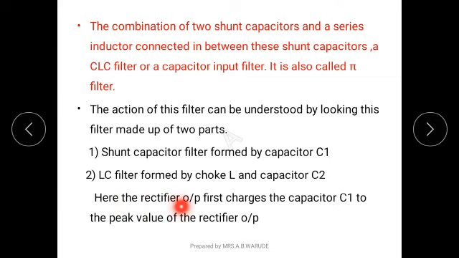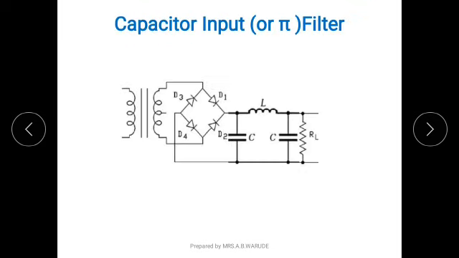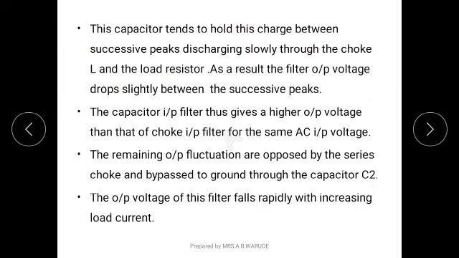Here the rectifier output first charges the capacitor C1 to its peak value. The output of the rectifier is given to this capacitor C1, and due to that the capacitor gets charged to its maximum value. This capacitor tends to hold this charge between successive peaks, discharging slowly through the choke L and load resistor. As a result, the filter output voltage drops slightly between the successive peaks.